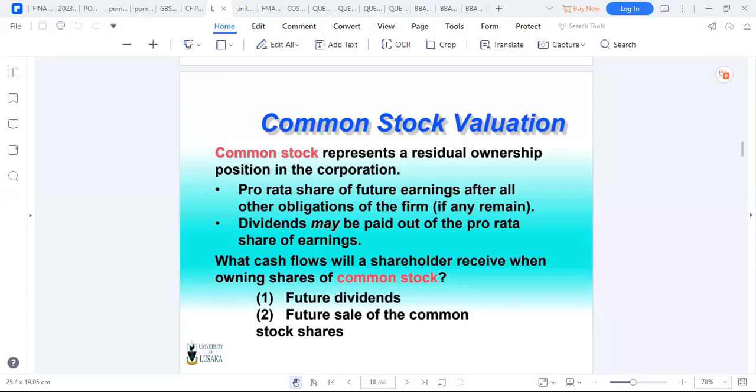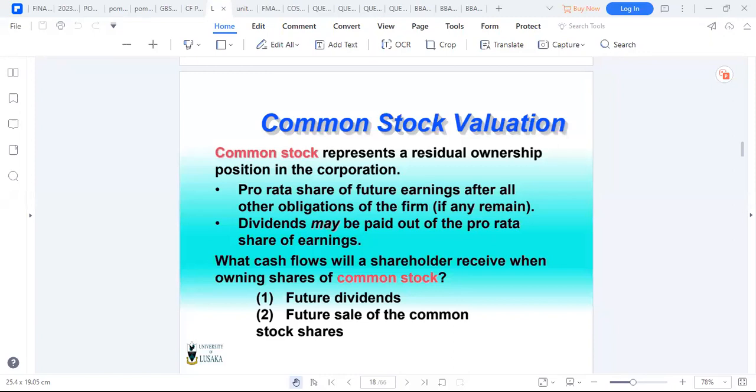Under dividend policy, common stockholders receive dividends if the company decides to distribute profits to its shareholders. However, the dividend payments are not guaranteed. Sometimes it's a bad year and you don't get anything. Sometimes it's a very good year and you get the residue, which is big.